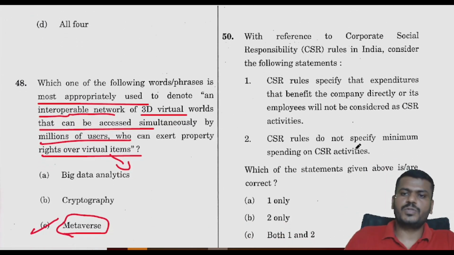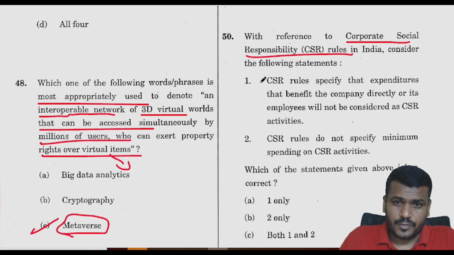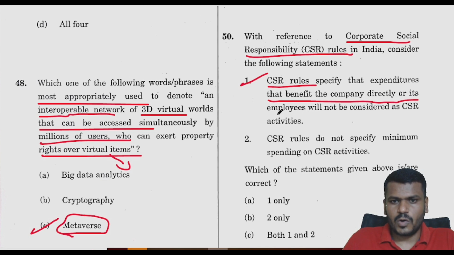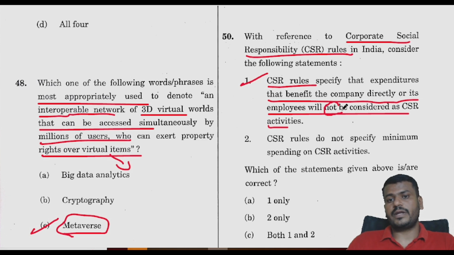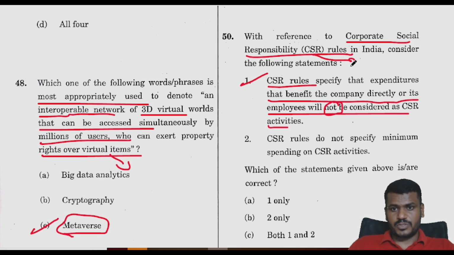Next, with reference to corporate social responsibility rules in India, consider the following statement. CSR rules specify that expenditures that benefit the company directly or its employees will not be considered as CSR activities. Yes, it will not be considered, which means you cannot give a bonus to your employees and call it a CSR fund. Okay, corporate social responsibility fund, but you have to do social work. Next, CSR rules do not specify minimum spending on activities.